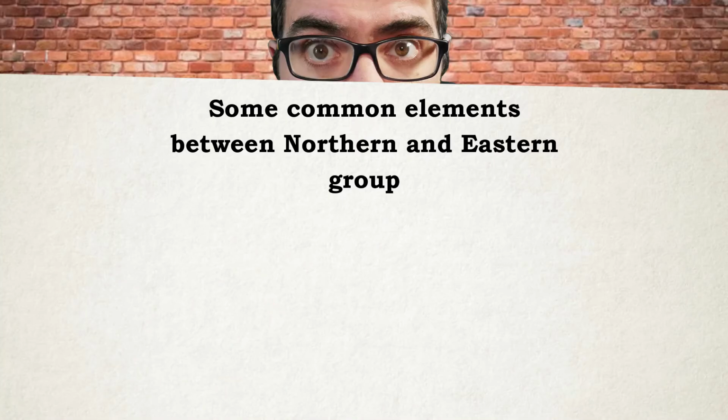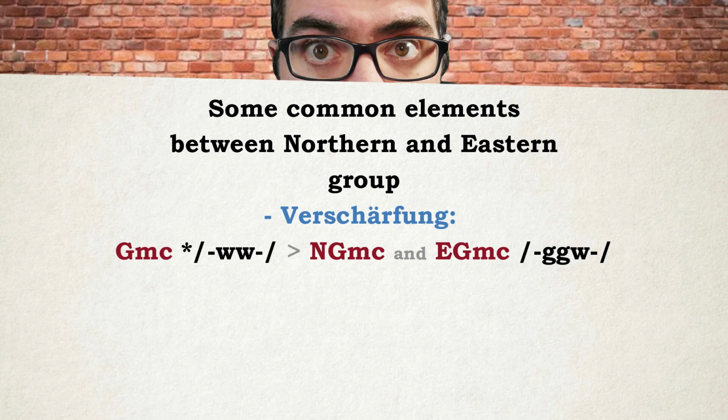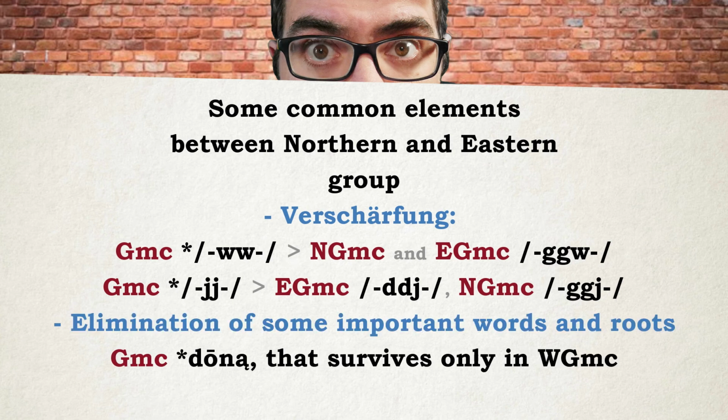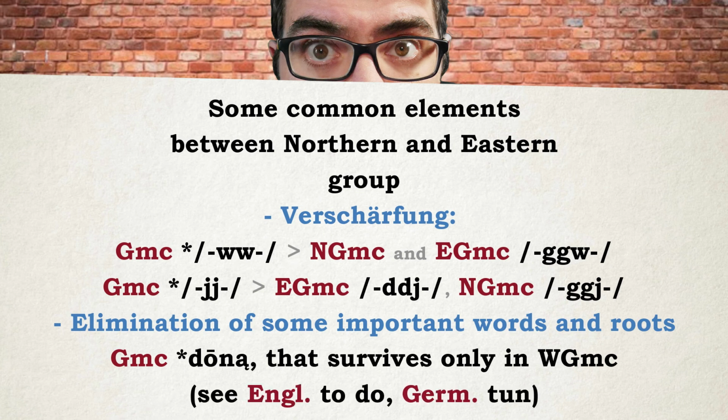But just to provide a couple of common elements between Eastern and Northern group, both have the so-called Verschärfung, that is Proto-Germanic geminated w, which means a w sound with double length, became ggw, and the geminated j became ddj in Gothic and ggj in the Scandinavian languages. Furthermore, both branches got rid of the Proto-Germanic verb dōn, that we still find in the Western branch. See English to do or German tun. Just weak and unconvincing clues that are interpreted by most experts as individual developments of the single branches that just randomly reached similar outcomes.